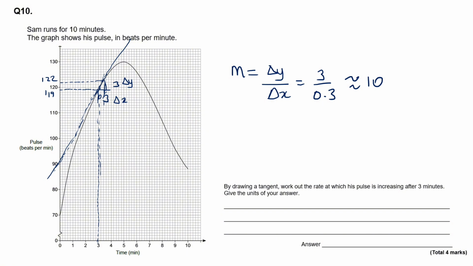So that is going to be beats per minute, because we've got beats per minute. So the unit is going to be written down as beats per minute squared. There we go.